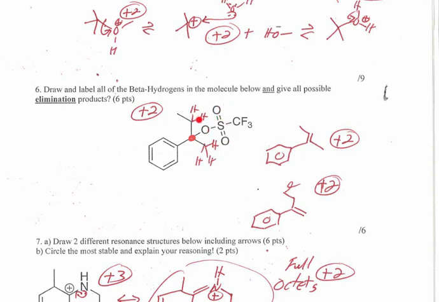So what can happen, one of these beta H's can leave. We'll make a pi bond here between these two atoms. And you could also make another pi bond here between these two atoms, right? So I wanted all possible products. So each type of beta hydrogen leads to a different alkene elimination product.